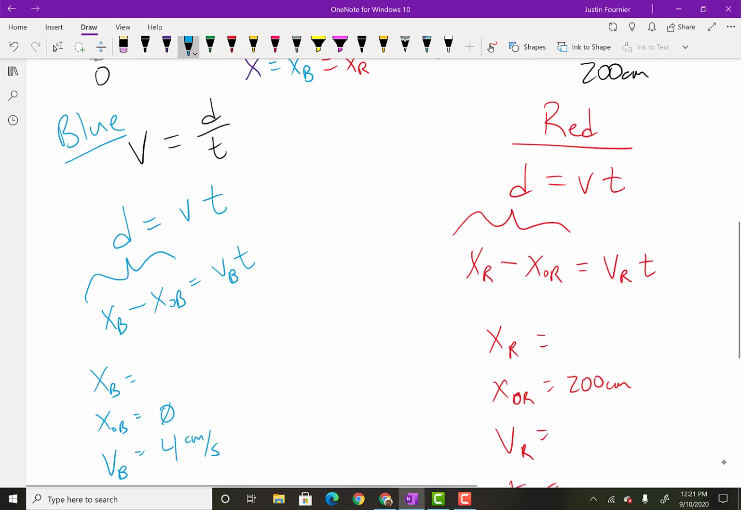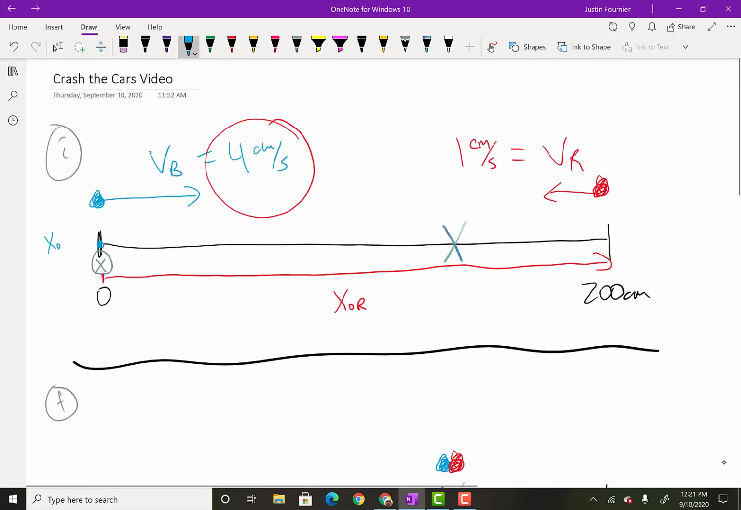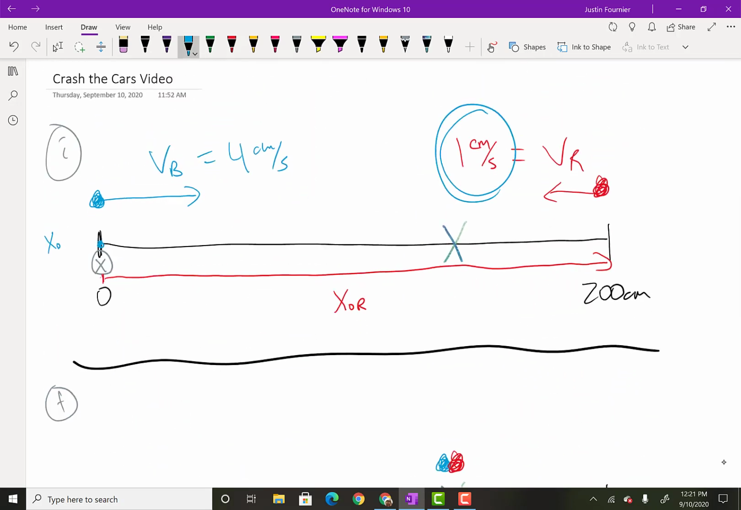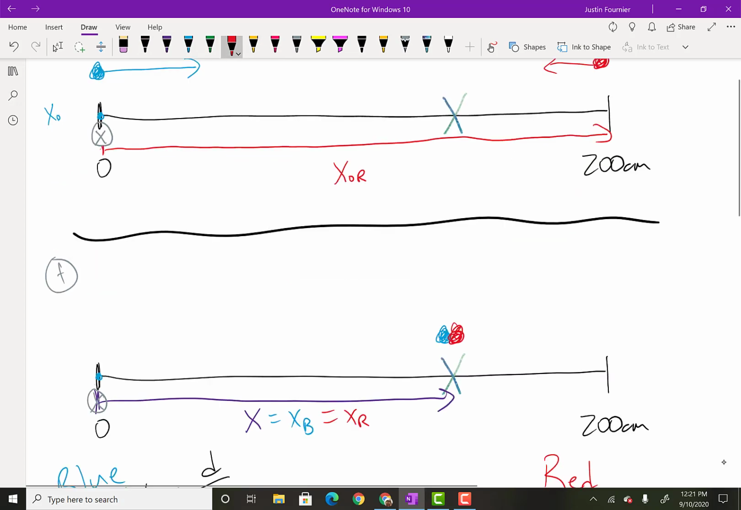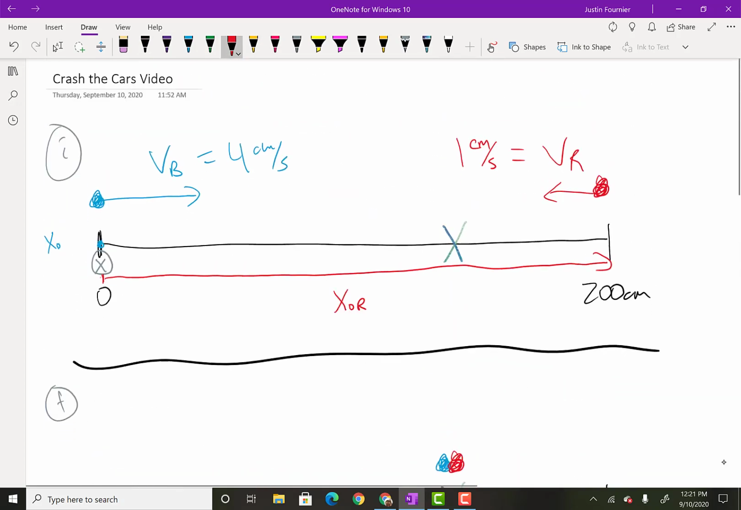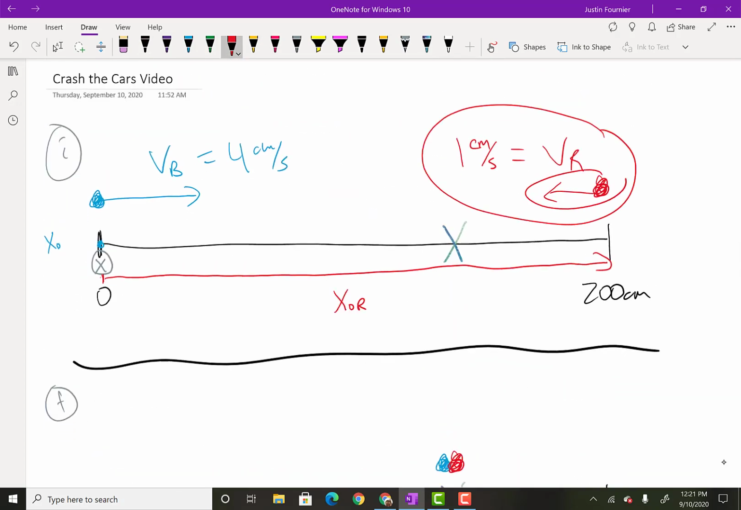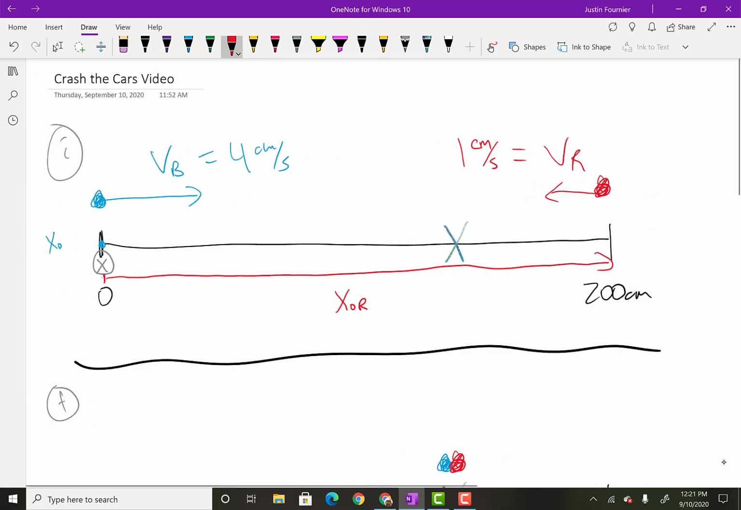All right, and then I also know the velocity of the red car. Velocity of the red car is 1 centimeter per second. However, it's 1 centimeter per second to the left. So I want to make sure I'm being consistent with the definition of a velocity. That's going to be negative 1 centimeter per second because it's pointing to the left.